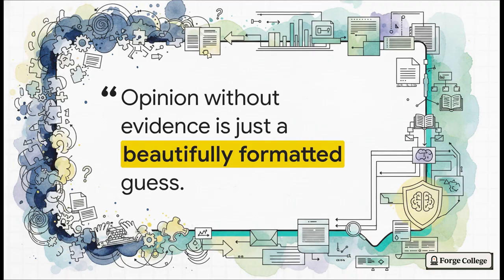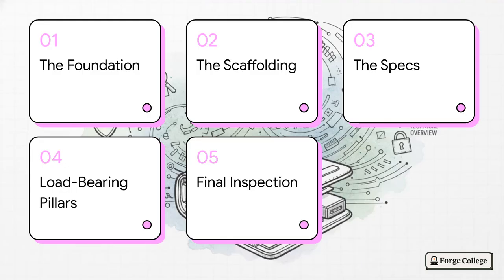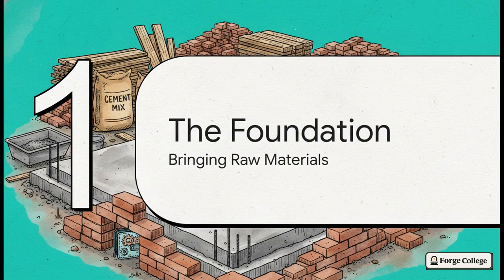So, the methodology we're looking at today is the ultimate antidote to that chaos. We're going to ensure your final overview is grounded entirely in verifiable facts rather than just whatever sounded good at 2 in the morning. Here's our master blueprint for today's explainer. We'll be moving through 1. The foundation, 2. The scaffolding, 3. The specs, 4. Load-bearing pillars, and 5. Final inspection. All right, let's kick things off with Section 1, the foundation, and bringing in the raw materials.